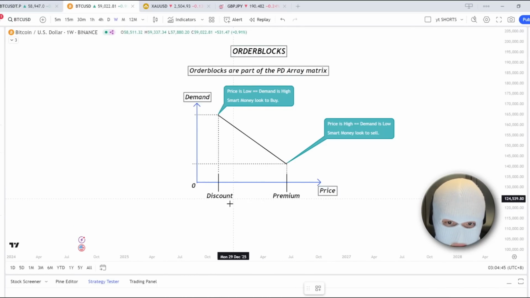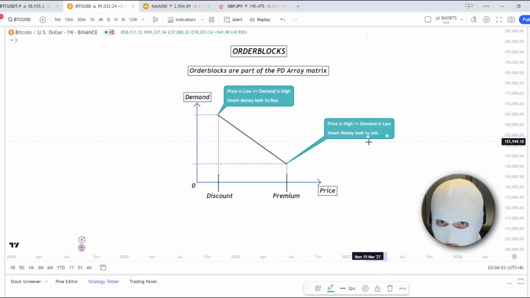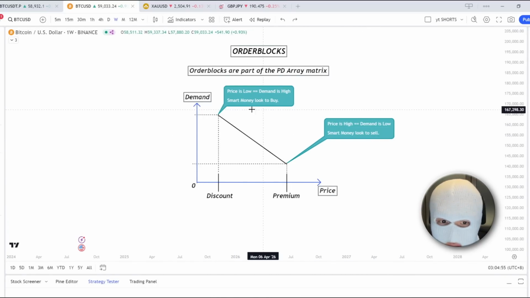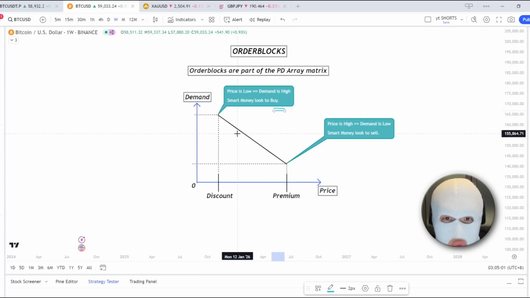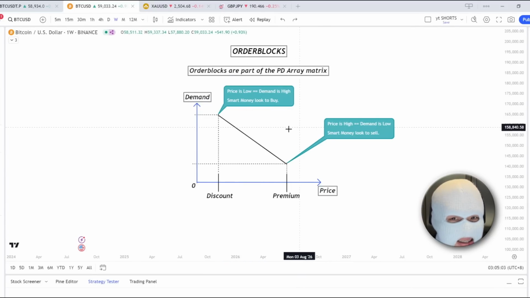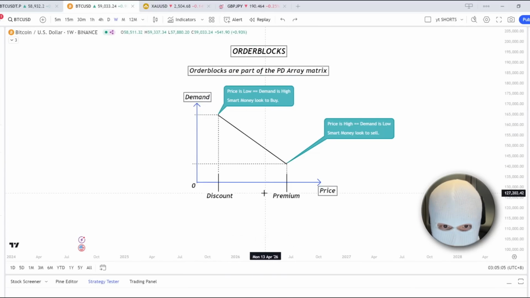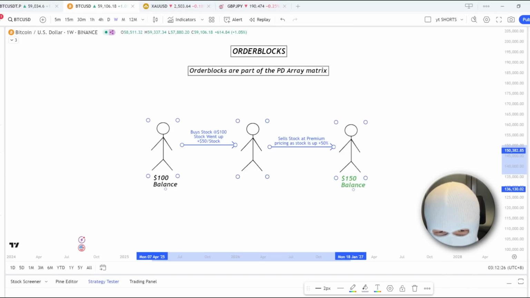Premium and discount array. Premium refers to when price is very high and it is at a premium price and therefore we are more than likely to sell off. Discount, on the other hand, is where price is extremely low, extremely cheap, and this is where the smart money tends to look to buy at a discount. So essentially what you want to do here is to become a buyer at discounted prices and a seller at premium prices. Now let me give you an analogy.